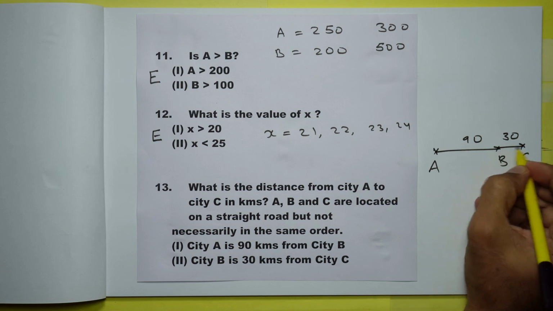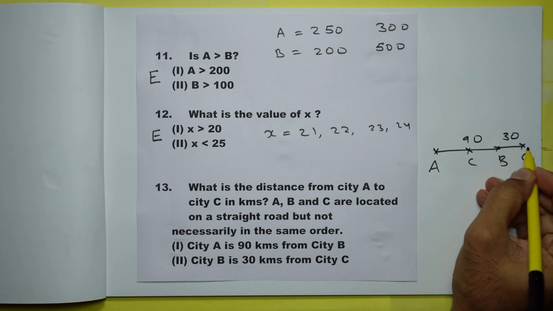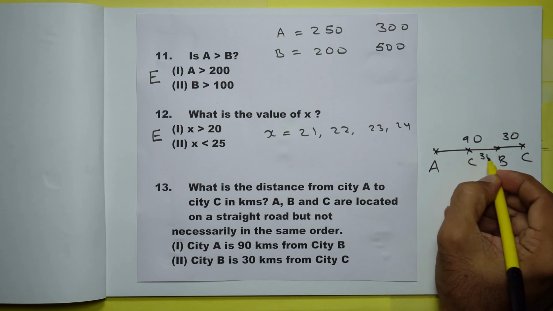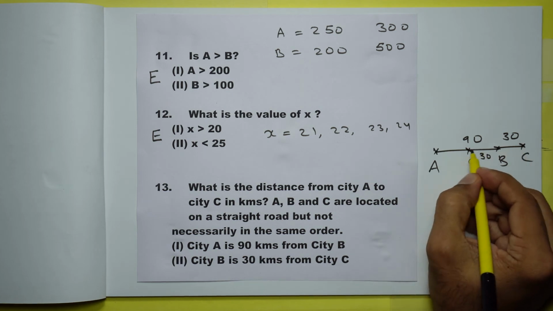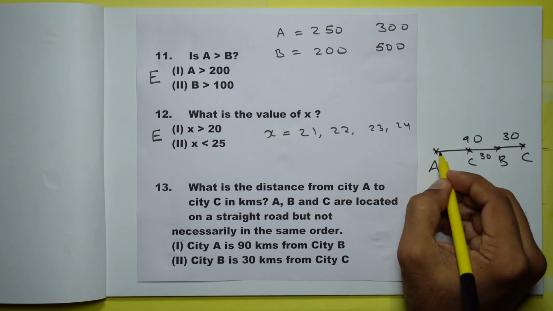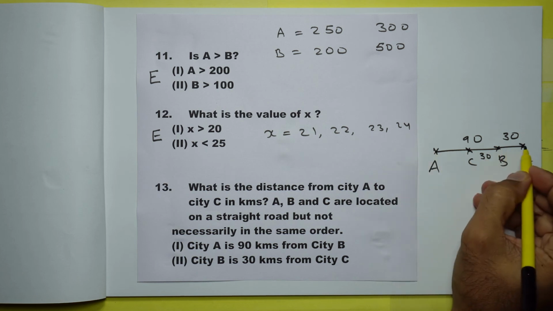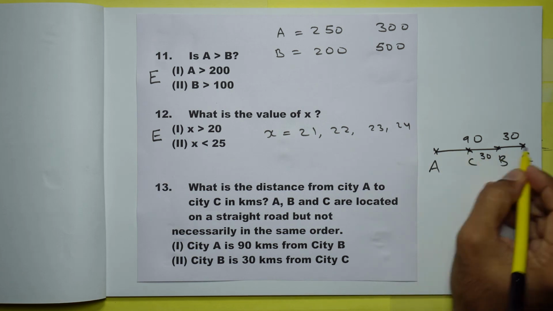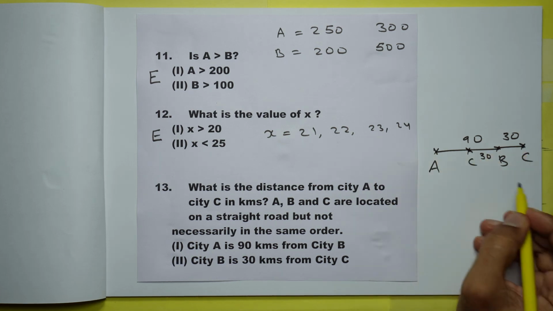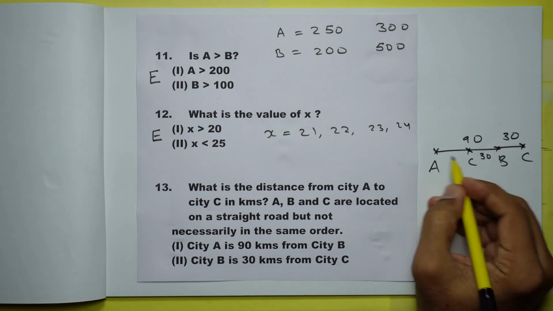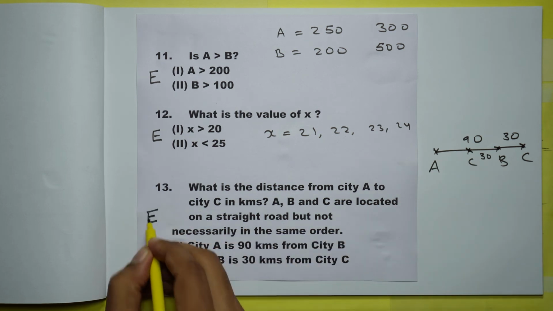Now, C need not be located in this direction. C may be located here. There you can see that they are still in a straight line. So, that B to C is 30. So, C may be here or C may be here. So, if C is here, A to C will be 60. And if C is here, then A to C will be 90 plus 30, 120. So, depending upon C's location, maybe 60, maybe 120. We do not know the exact value of the distance from A to C. So, insufficient data E.